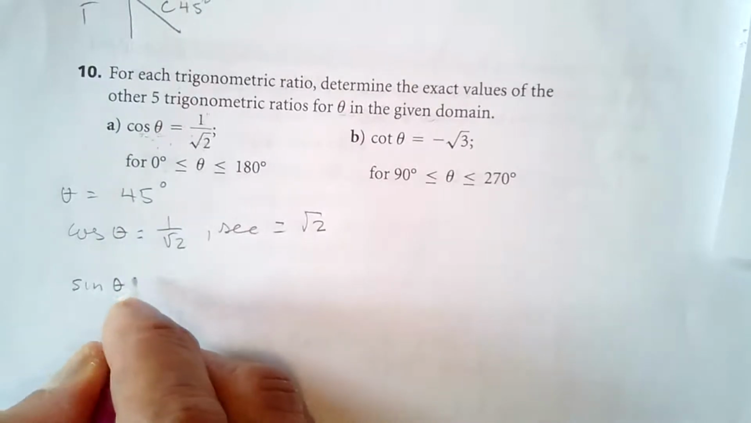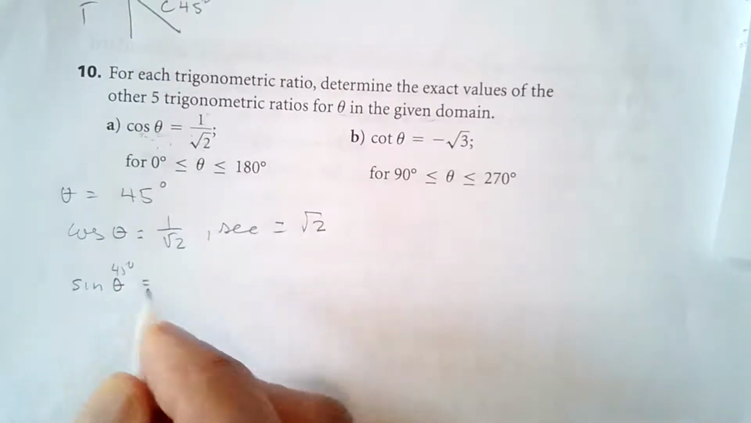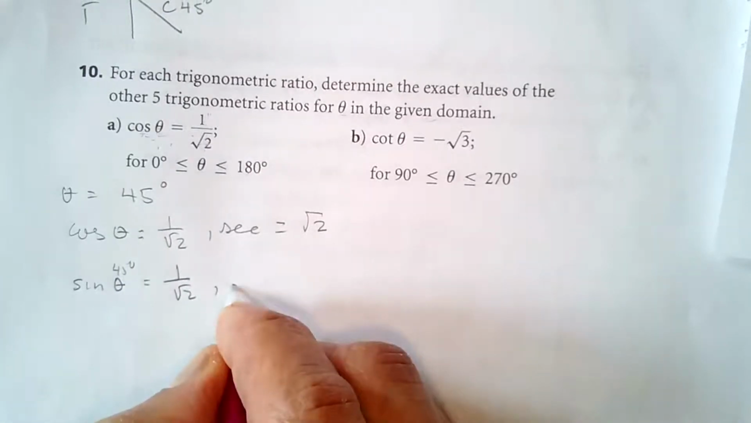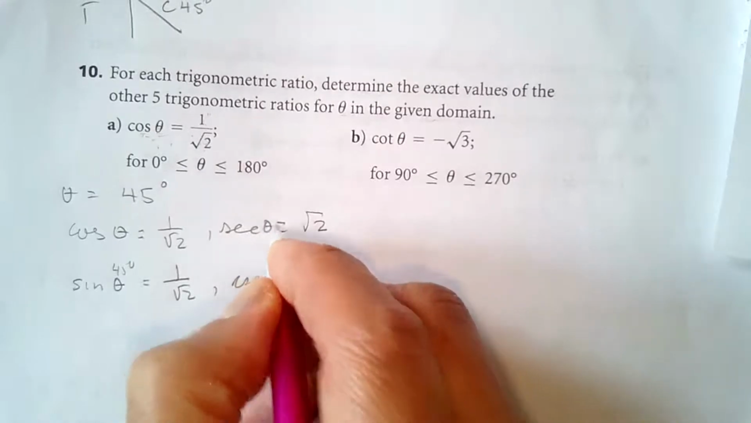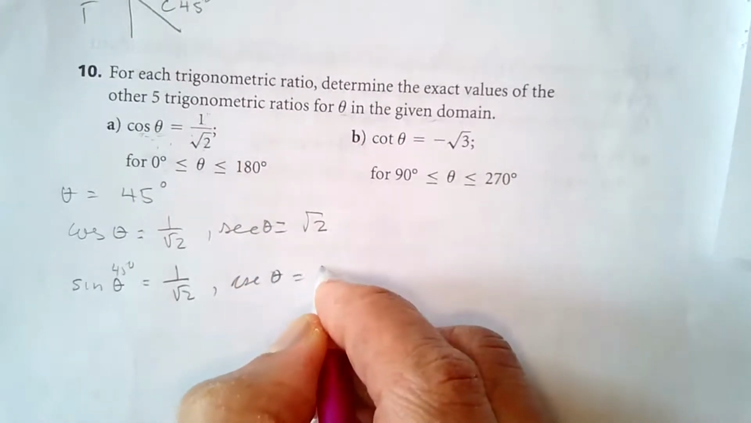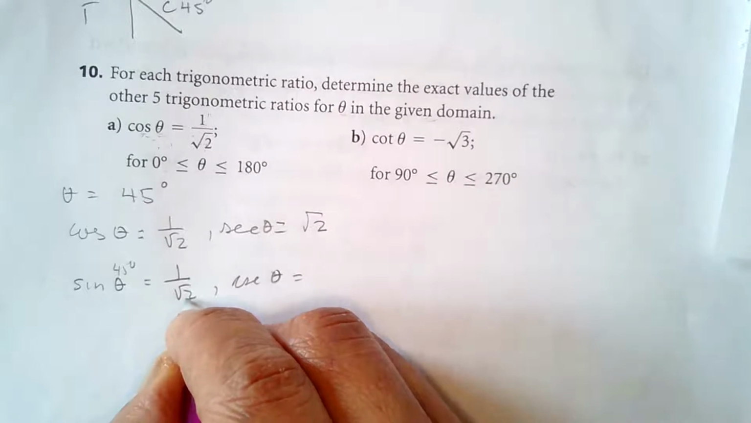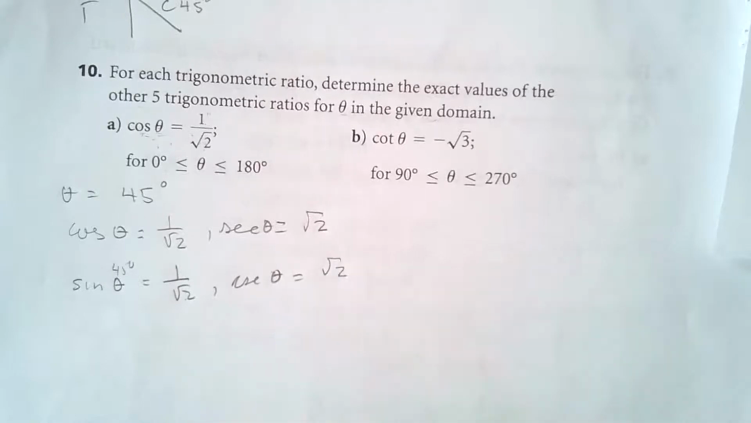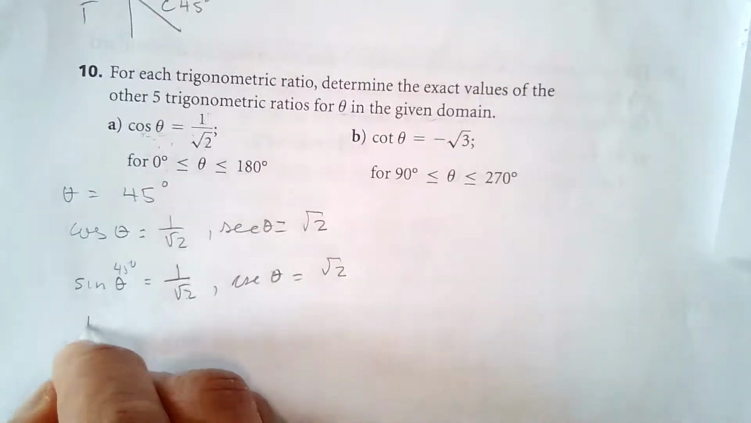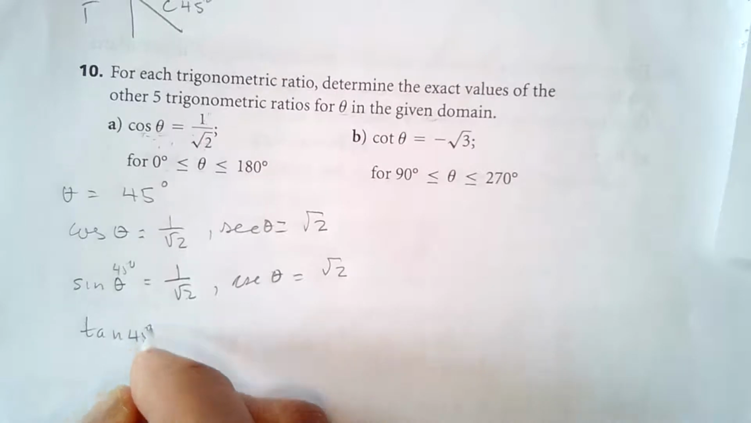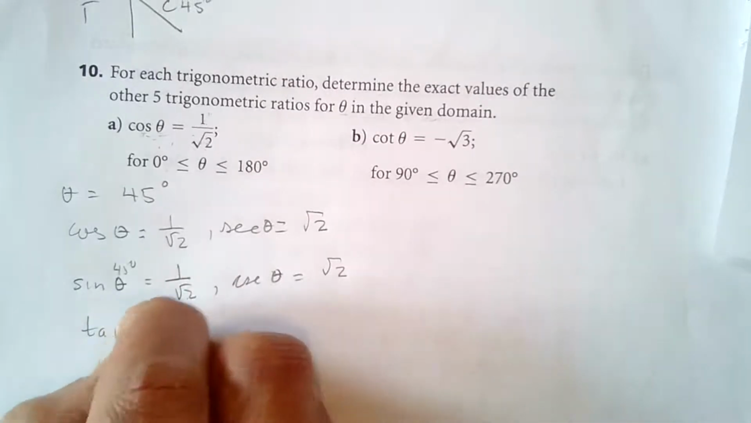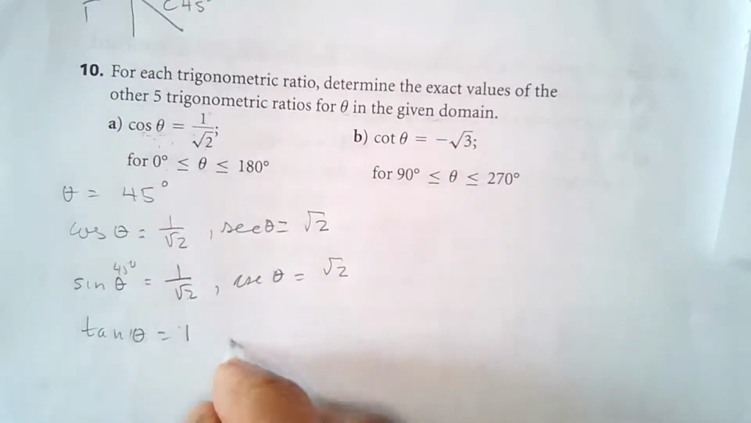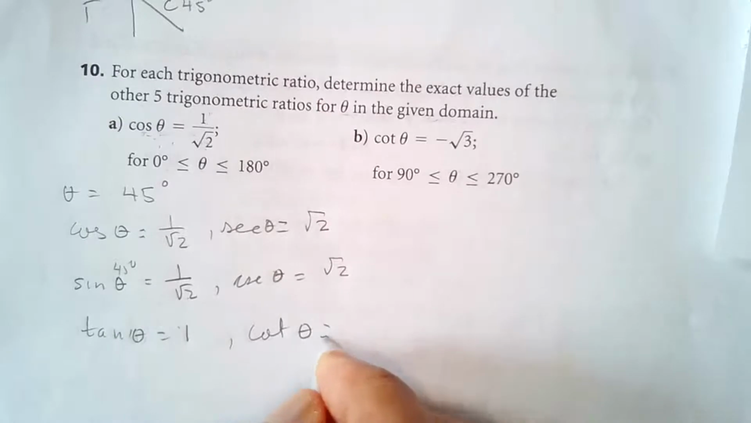Sine theta, or 45 degrees, is the same as cos, right? 1/√2. And cosecant theta, which is a reciprocal of sine 45 degrees, would be root 2. Tan 45 degrees, I should put here theta, is equal to 1, and cotan theta is equal to 1.